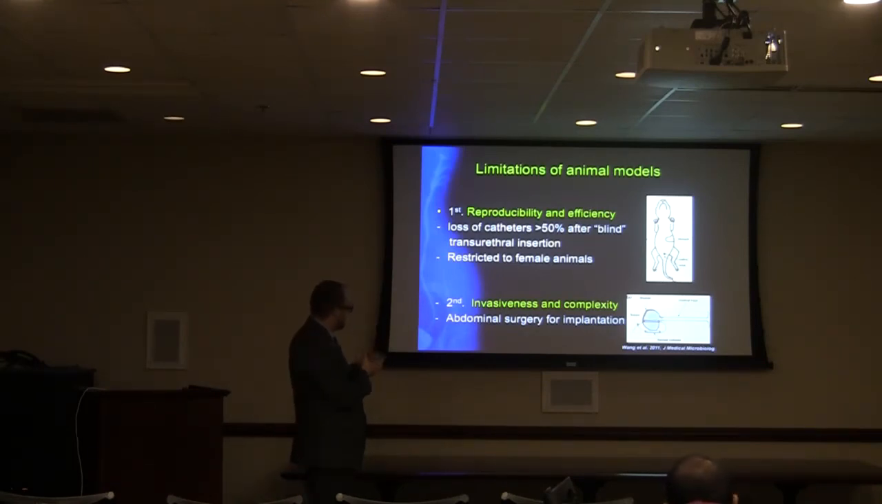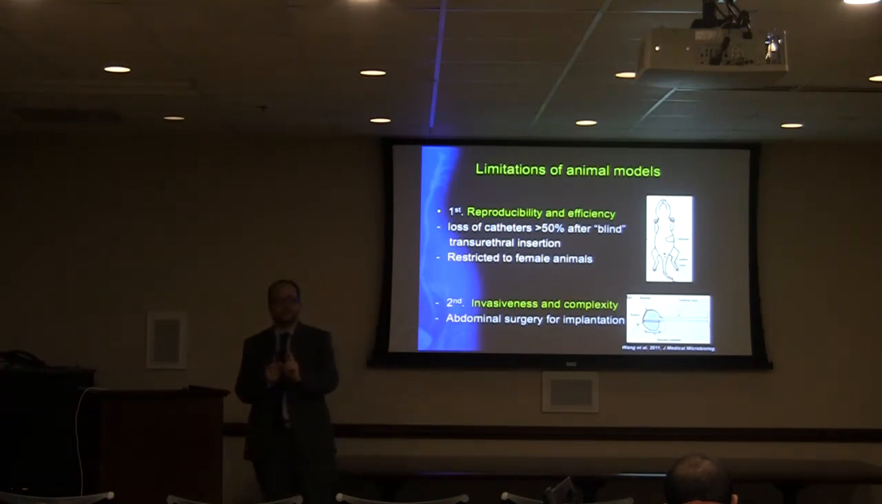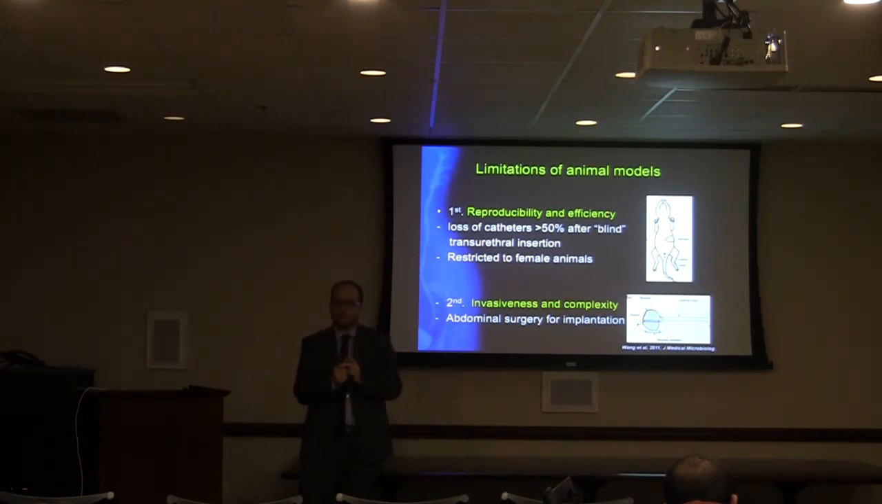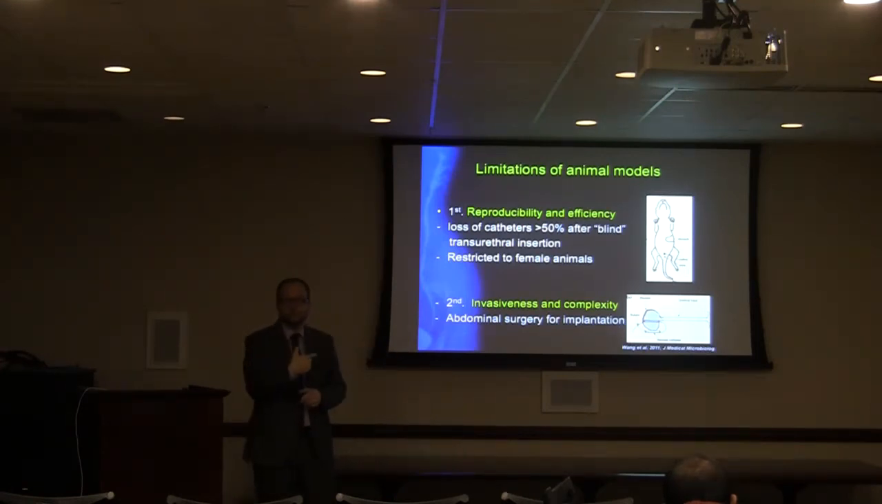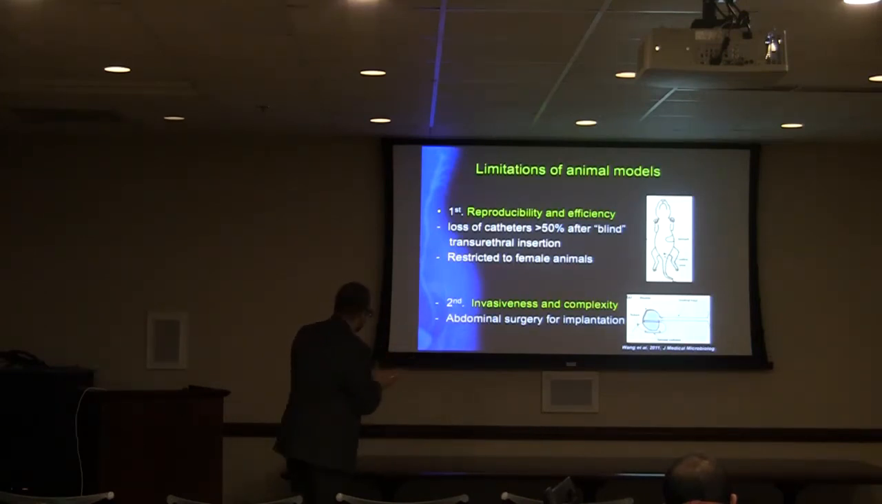And of course, it might not be as obvious to you, and it wasn't to me initially, but it's restricted to female animals because male animals have a spiral urethra. Well, not all animals, but rodents do. Don't ask me why. I don't know.